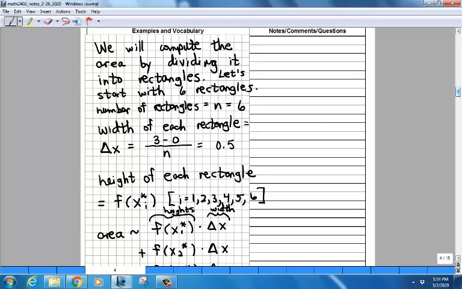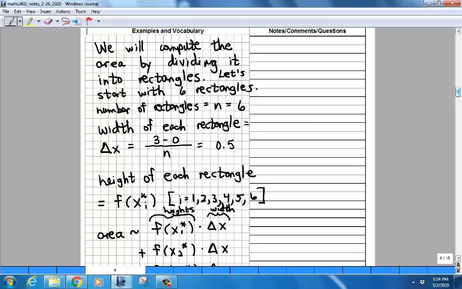Now, when you're finding the area of a rectangle, you need the width of the rectangle, but you also need the height. Unfortunately, as I mentioned, all the rectangles will not have the same height, because as you're going from left to right, that curve gets lower and lower. So how am I going to decide what the height of each rectangle is? Here's what I'm going to do.